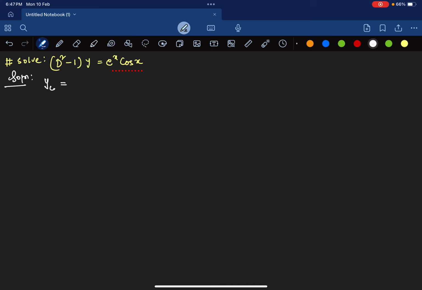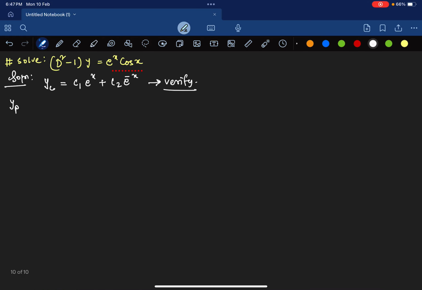Okay, now see, let me write this question. Solve (D square minus 1) y is equal to e power x cos x. So solution, yc, again I am giving you yc, and you should verify this one: c1 e power x plus c2 e power minus x. Verify this.